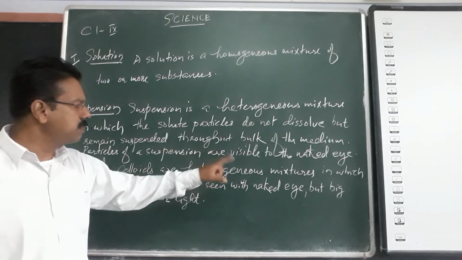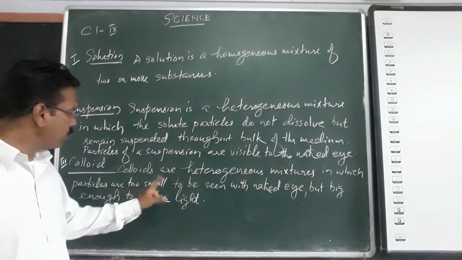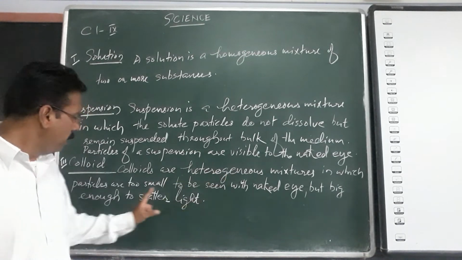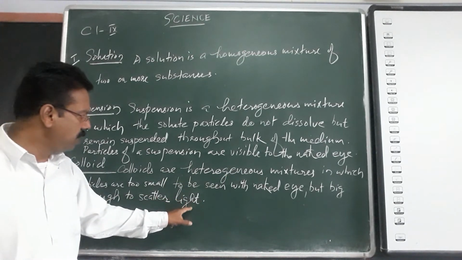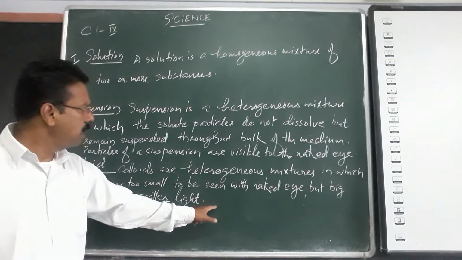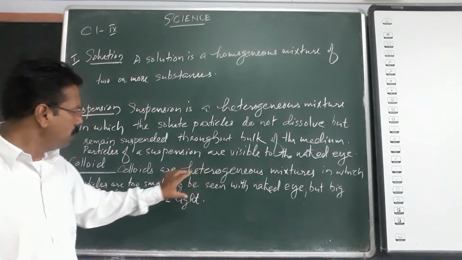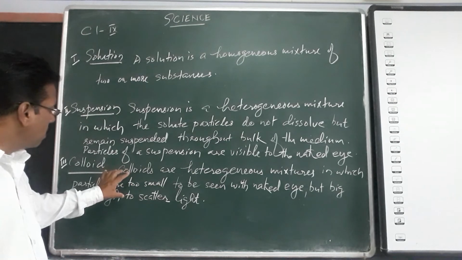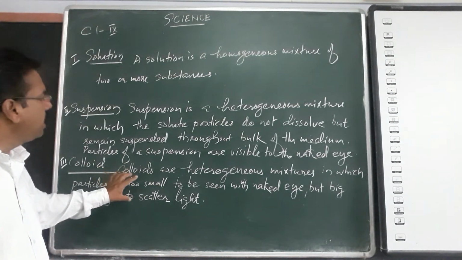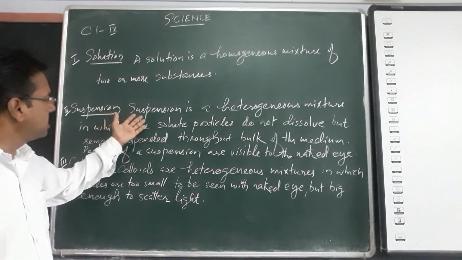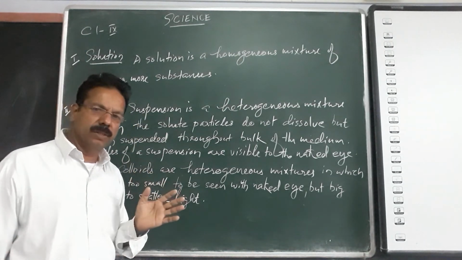Colloids are heterogeneous mixtures in which particles are too small to be seen with the naked eye but big enough to scatter light. For example, milk. The particles of a colloid will be smaller than the particles in a suspension. Only that much. Okay.